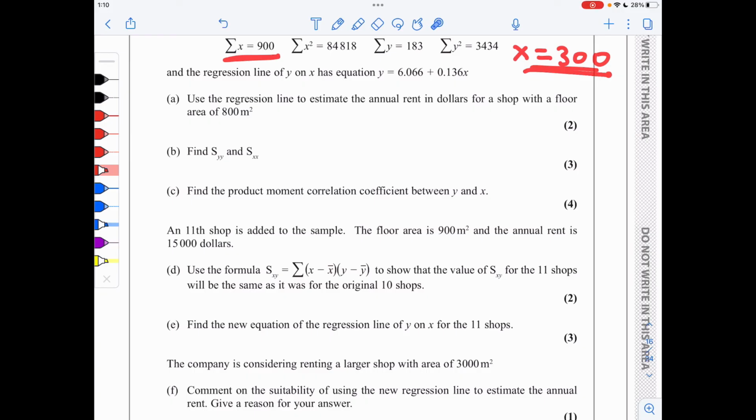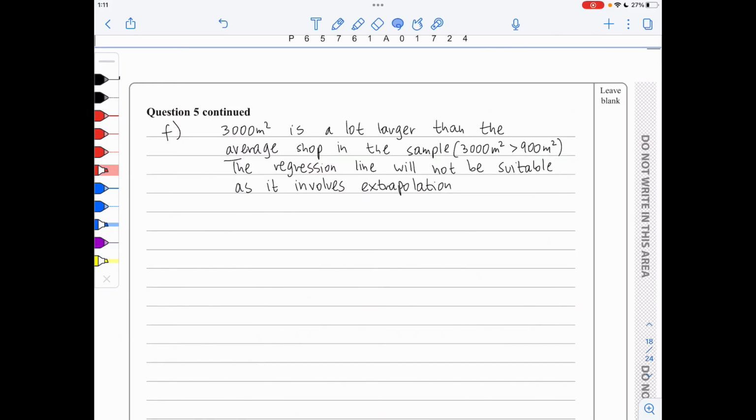And therefore, we are extrapolating, we are predicting or estimating beyond the range of observed data, and therefore the regression line will not be suitable for this estimation. So we say that 3,000 square meters is a lot larger than the average shop in the sample. The regression line will not be suitable as it involves extrapolation. It is important to note here that we need to explicitly compare and refer to the numbers in order to get the 1 mark, to say that 3,000 square meters is greater than 900 square meters, which was the average shop size used when calculating the regression line.